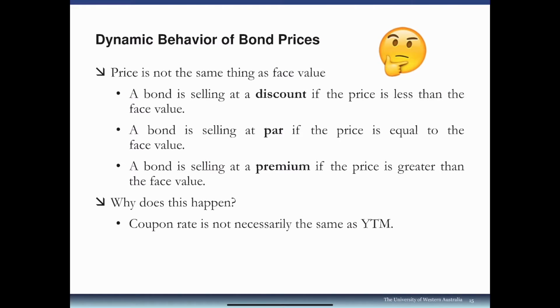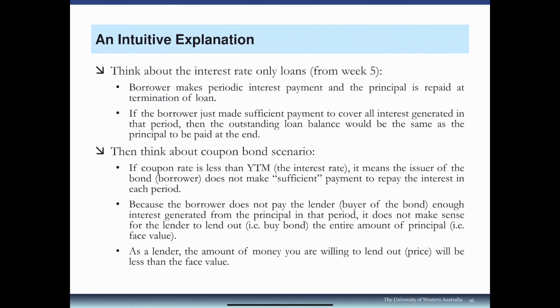So why does it happen? Why do we see the bond price is different from the face value? That's because, simply put, coupon rate is not necessarily the same as yield to maturity. All right, so here I provide an intuitive explanation, and then I'll do a quick illustration.